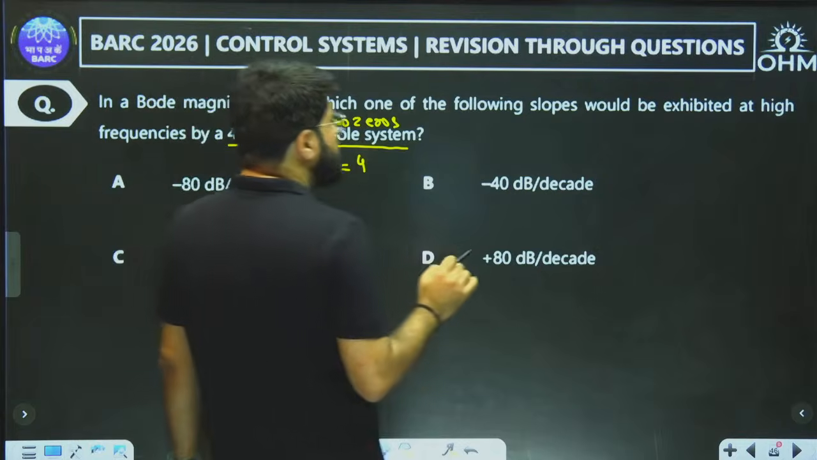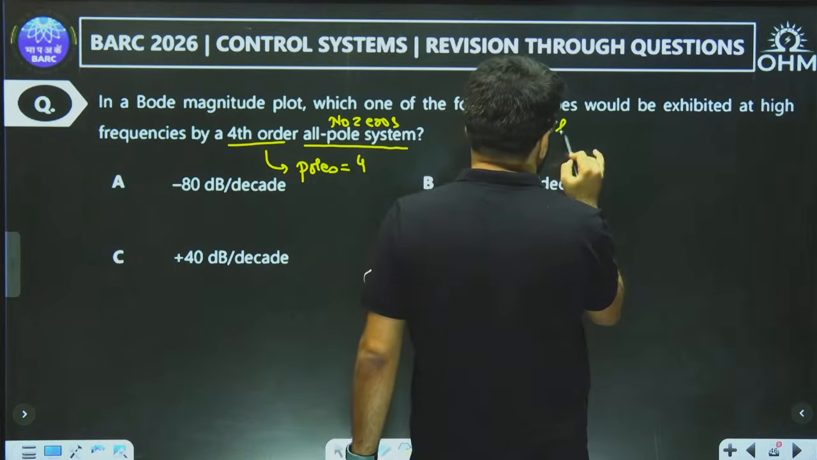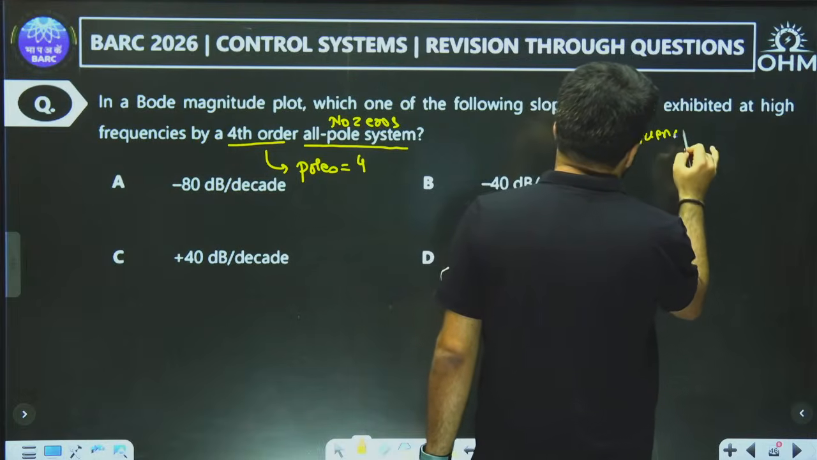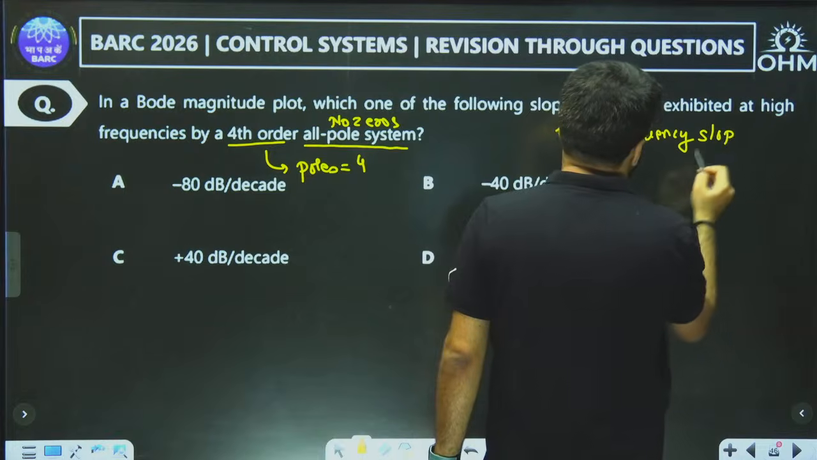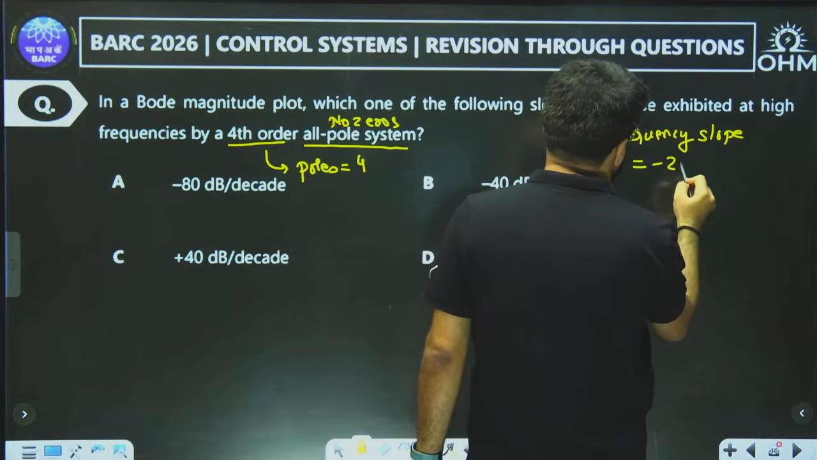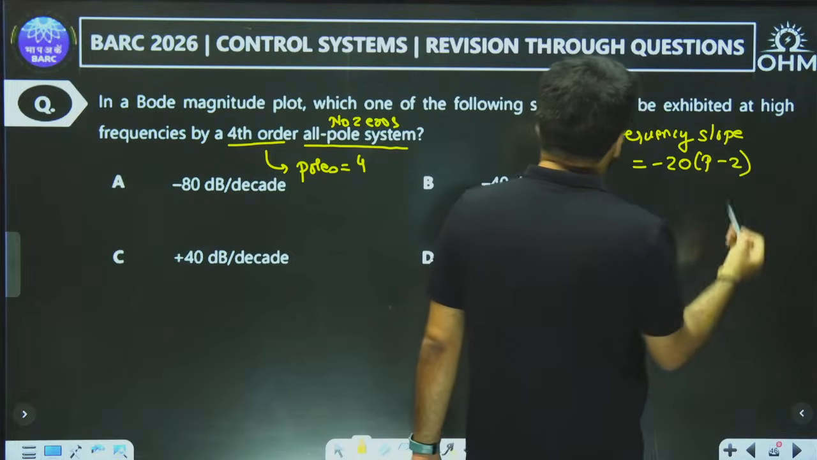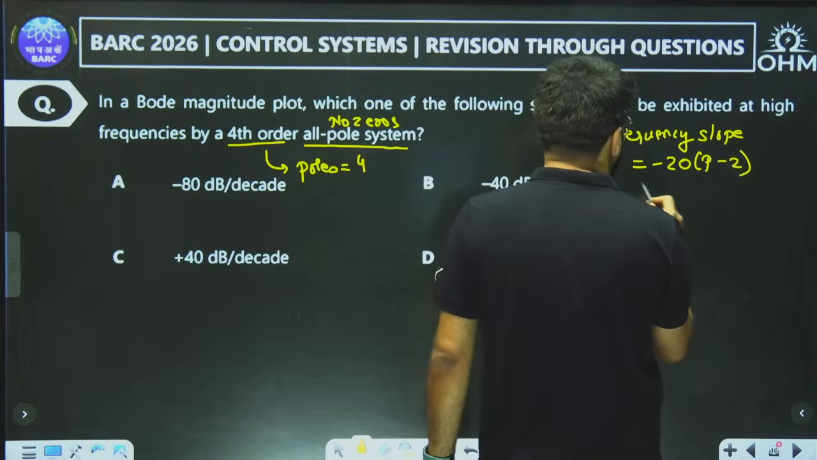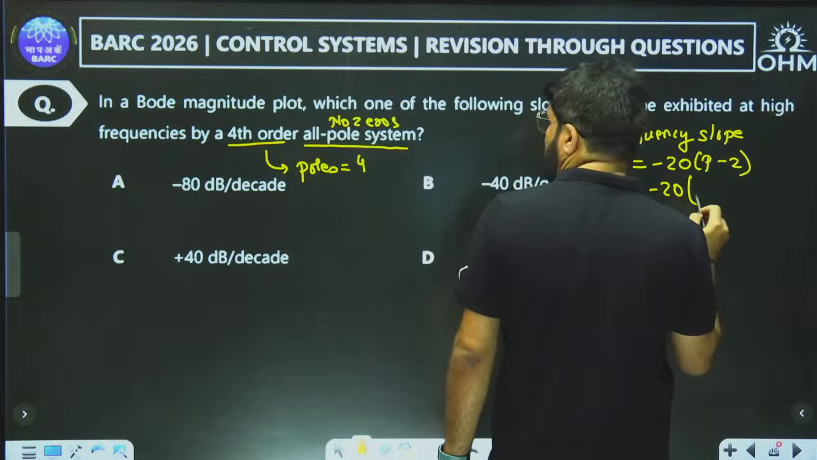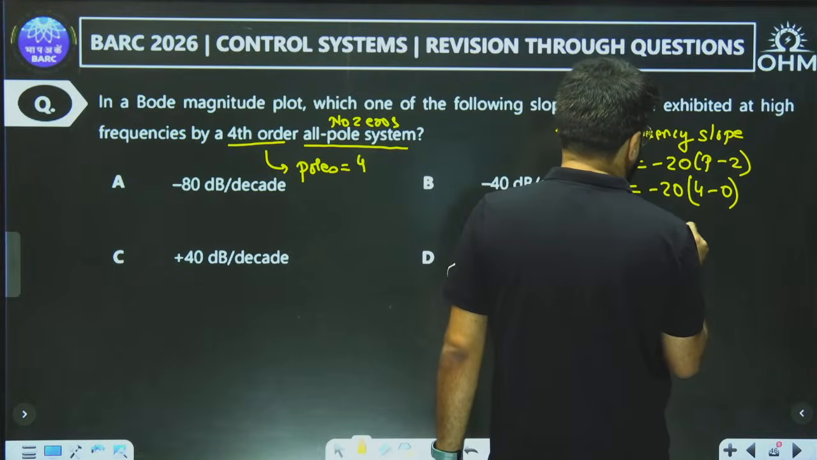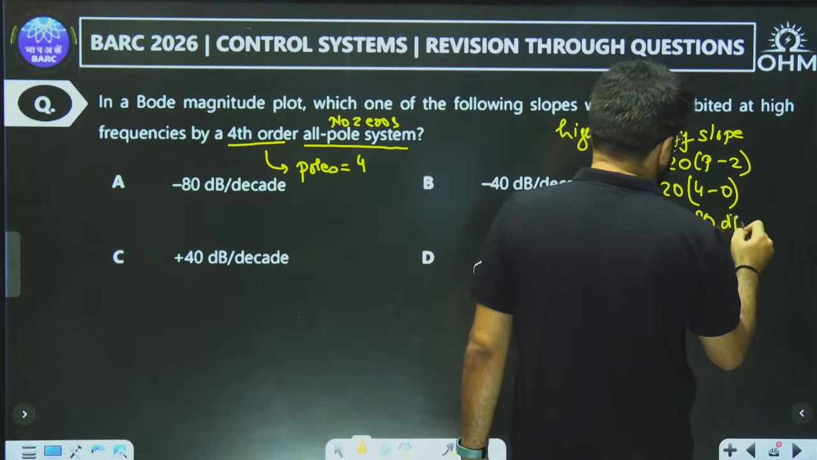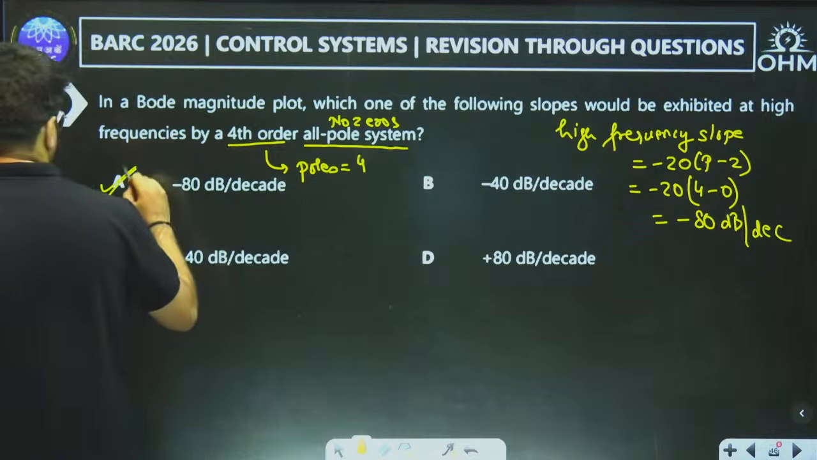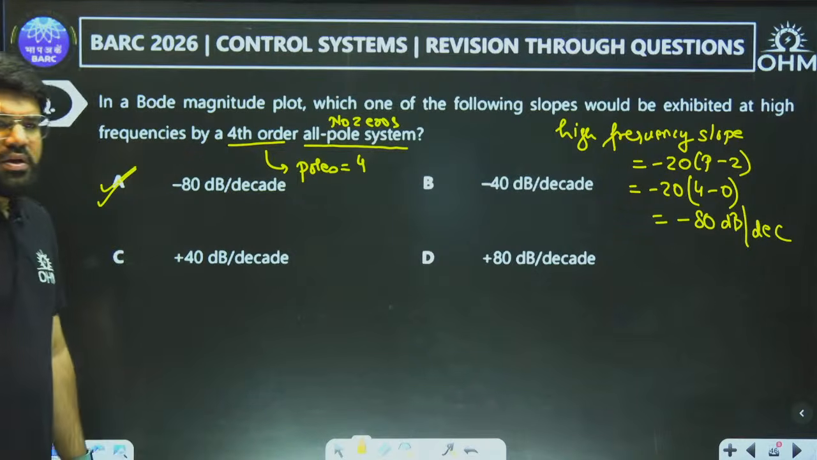Now, slope at high frequency. In Bode plot, high frequency slope is given by what formula? It is simply the slope for omega tending to infinity, also known as the final slope: minus 20 into (p minus z). Minus 20 into total number of poles 4, and there are no zeros, so the net answer is minus 80 decibel per decade. Simple question, option number A. Yes, Vijay, correct.